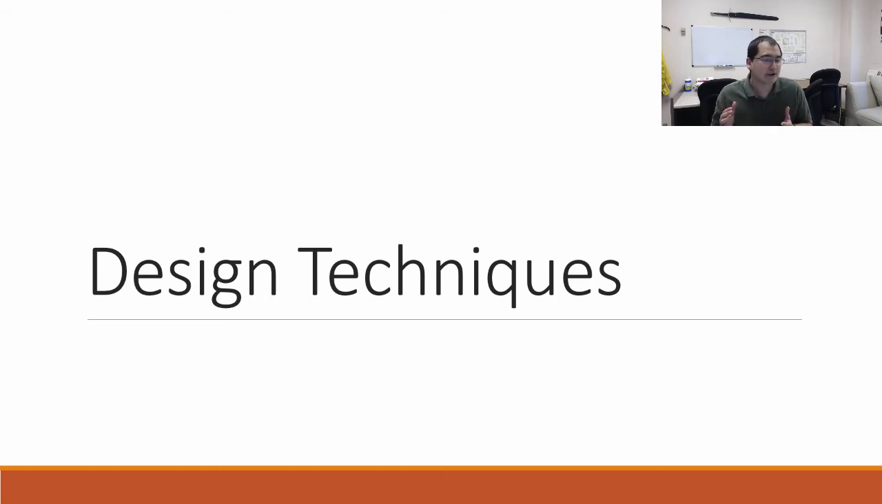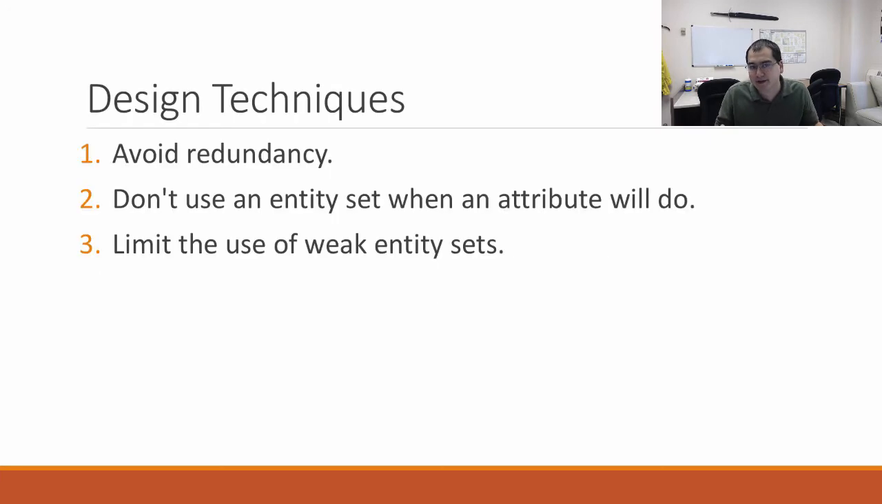In this video, we'll be talking about some of the ways to better design your databases such that you reduce redundancy and kind of unnecessary complexity. Okay, so the big things that we're going to be talking about in this video are ways to avoid redundancy. The other thing we're going to do is don't use an entity set when you can just use an attribute. And the third rule is limit the use of weak entity sets.